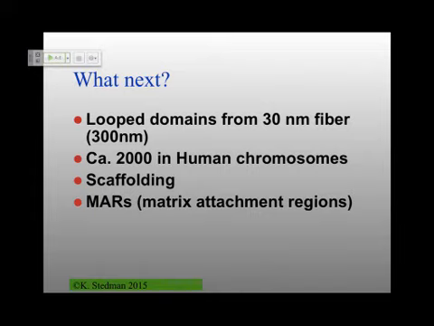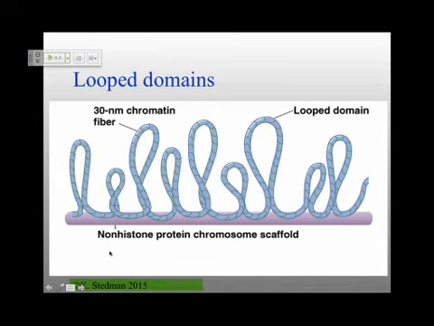And so these are the scaffolding processes, and then they also include these so-called matrix attachment regions. So let's look at a cartoon of what these things are supposed to look like. We've got 30 nanometer fibers, and each of these loops here would represent what people will call a domain. And it turns out that they're usually co-regulated. So all of the genes that are in this particular loop are going to be regulated in the same way.